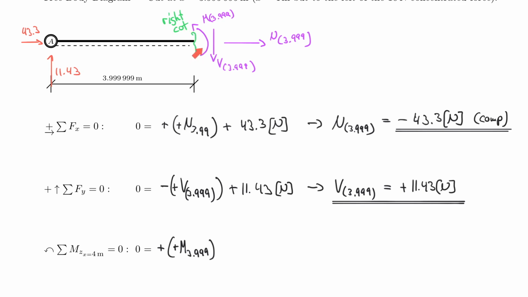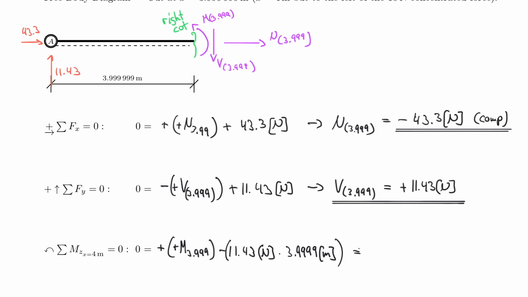Remember when you found the moment for your support reaction of a cantilever, you took the moment about this point. And so I do the same thing here now with my 11.43 times its lever arm. So really what I would be writing here would be 11.43 Newton multiplied by 3.99999 meters. Now, in which direction does that rotate? That clearly rotates about this point in the clockwise direction. So let's make that a negative. And just to be clear, this is all negative.